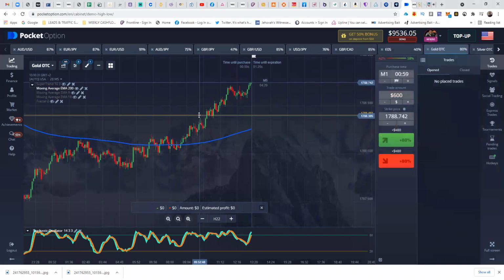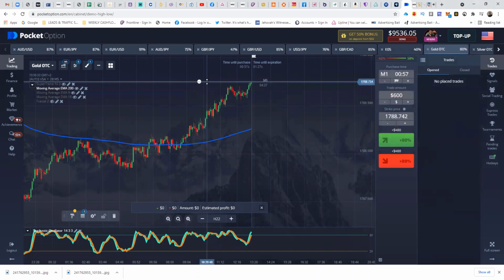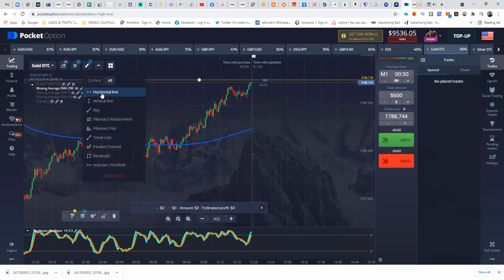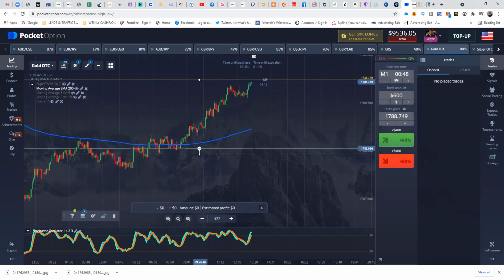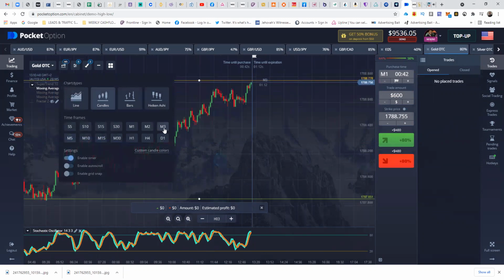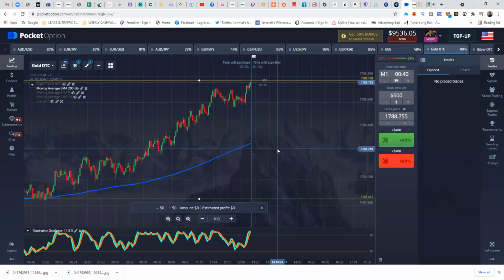So I'm going to mark up the most recent high, which is at this point here. I'm going to do the most recent low at this point. Just put it down here. And so then we're going to switch to the 30-minute time frame. This is where I'm going to actually figure out market structure.